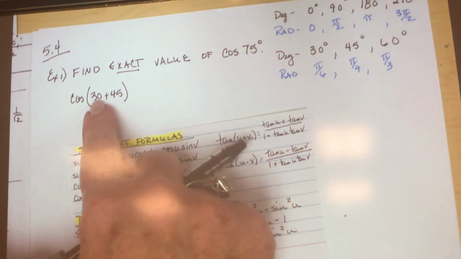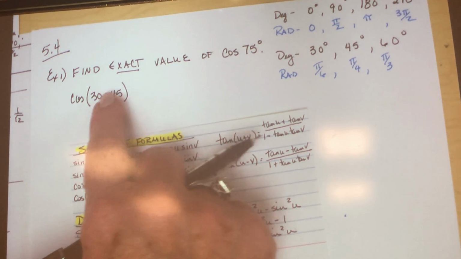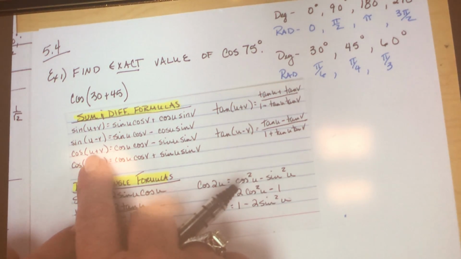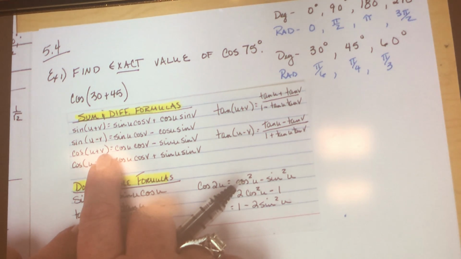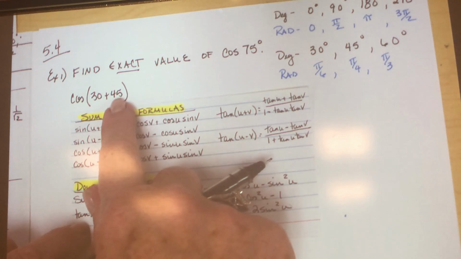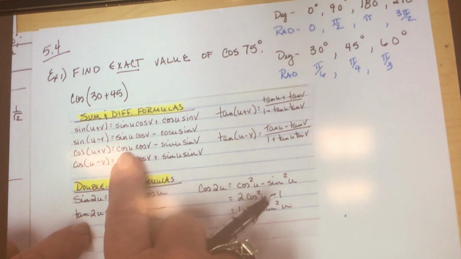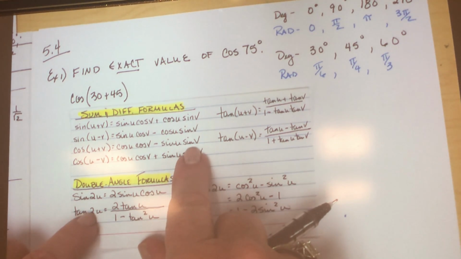So, I'm going to try to find a formula that looks like this. Cosine of something plus something. The third one. Cosine of u plus v. U is 30 and v is 45. So, it's going to be cosine of u, cosine of v, minus sine u, sine v. That's what we're rewriting it as.